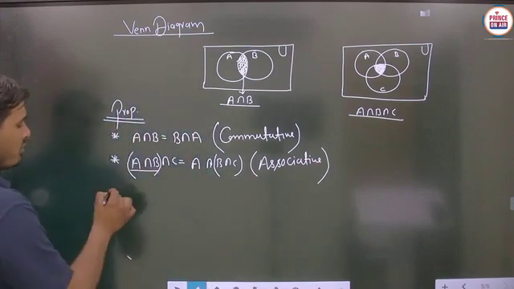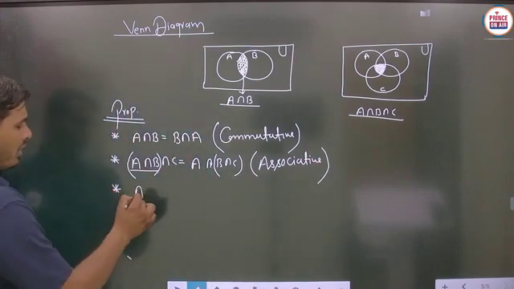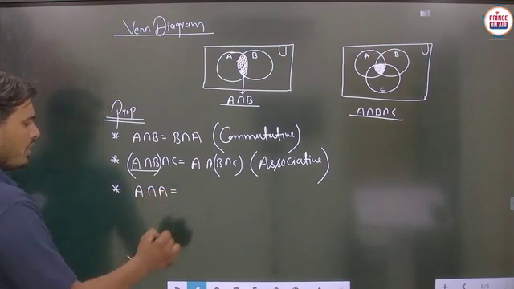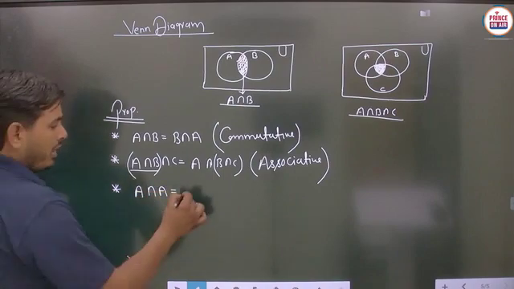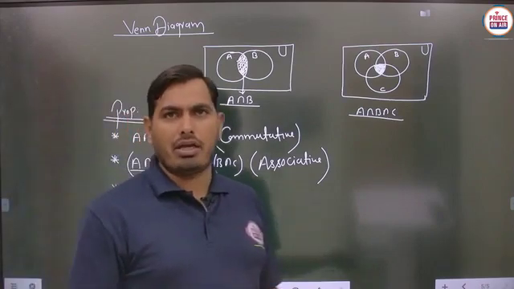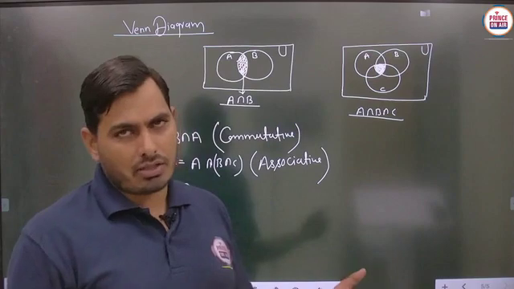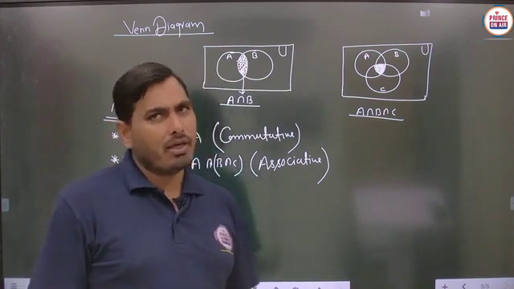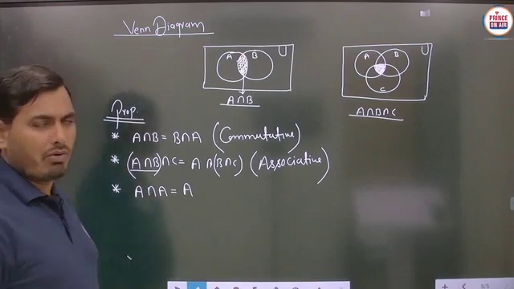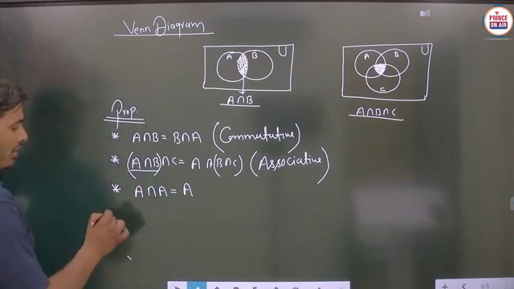Next, suppose student we have A intersection A. Then what should be the answer of A intersection A? So A intersection A will again be A, because only one set is there. Then definitely student, if the intersection operation is applied between them, then there is no problem in the answer, because A intersection A will again be written as A.